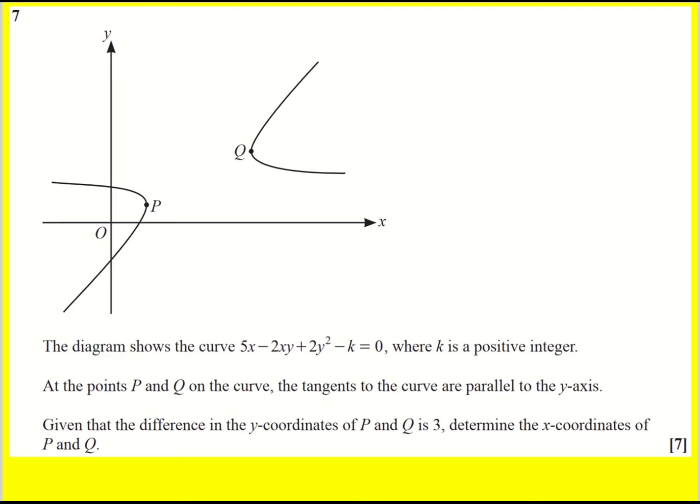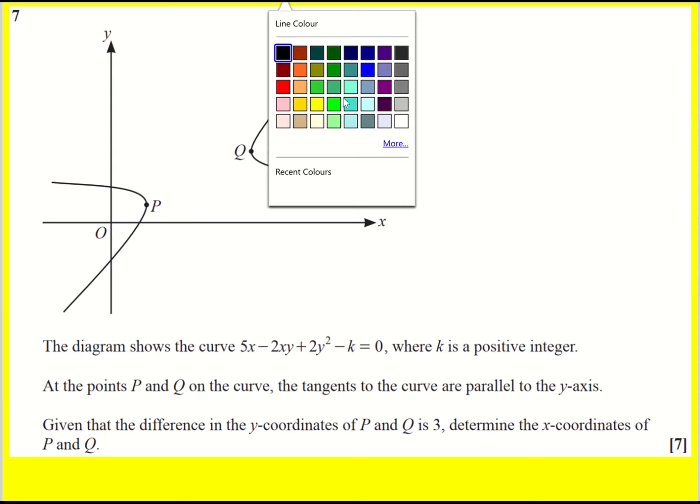Nice question here. We've got implicit differentiation, except there's a k involved, and we're told the difference in the y coordinates is 3. So let's just go with the normal process though. We're told that at points P and Q, the tangents to the curve are parallel to the y-axis. That means we're going to need to investigate dy by dx.